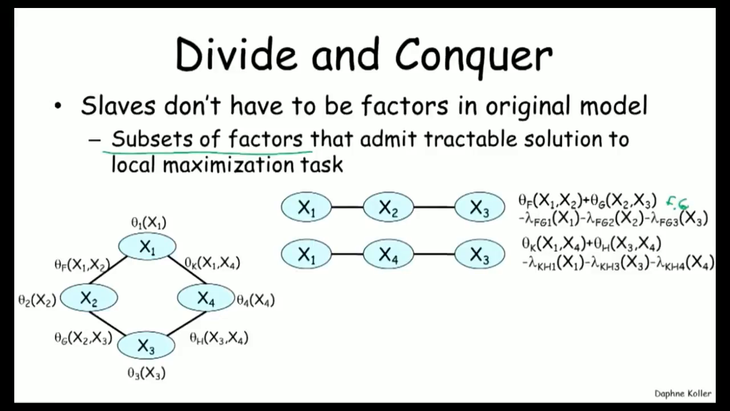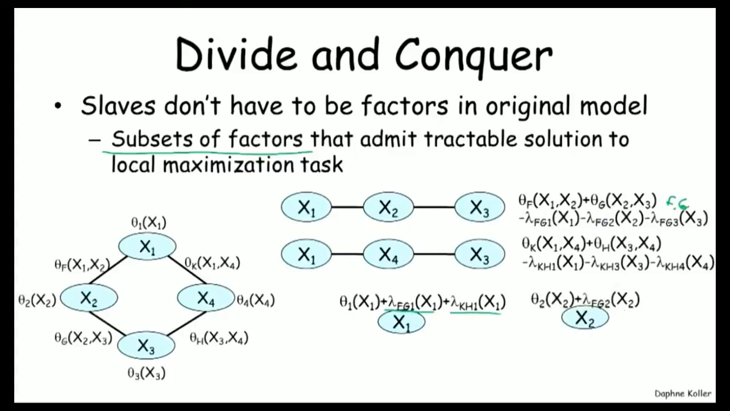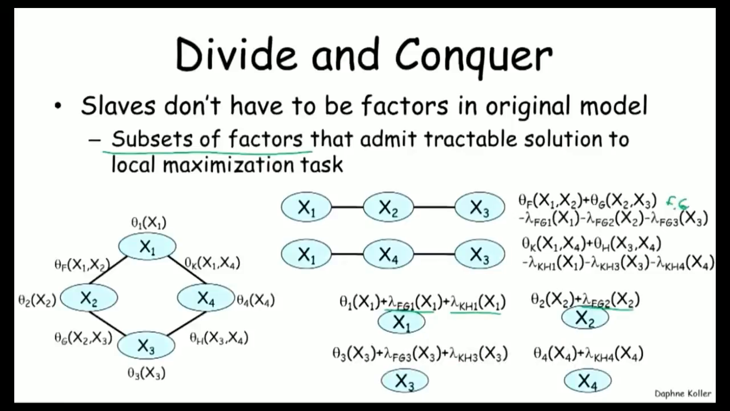And we have a similar expression for the KH slave, where in this case, the KH slave has to agree with the 1 slave on X1, the 4 slave on X4, and the 3 slave on X3. If we now think about the singleton slaves, for example, X1, we see that X1 has to agree with the FG slave, so there's a term to encourage that, and with the KH slave because it's present in both. On the other hand, the X2 variable only occurs in the first slave, and so it only has a single agreement term with the FG slave. And similarly for X3 and X4.